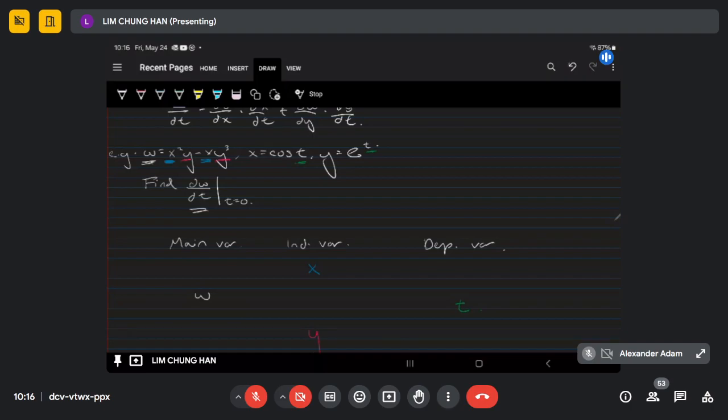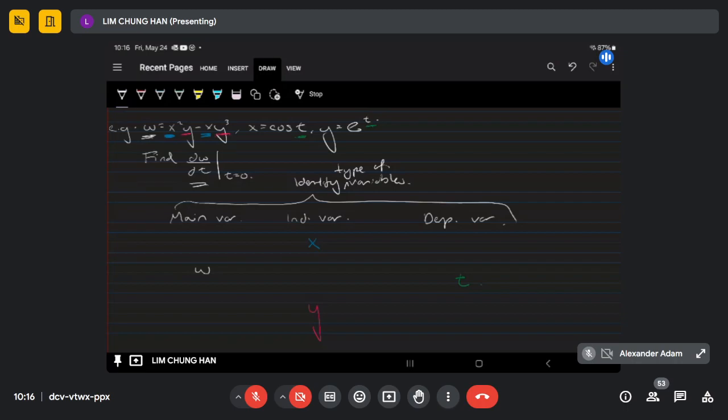Do you see how I did it? Whenever you're answering a chain rule type of question, the first thing you have to do is identify the variables, or rather the type of variables. Can you see this, everyone? Okay. Once you identify the variables, then you can link the relationships very easily.